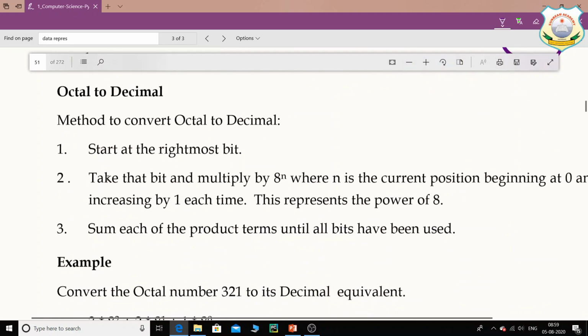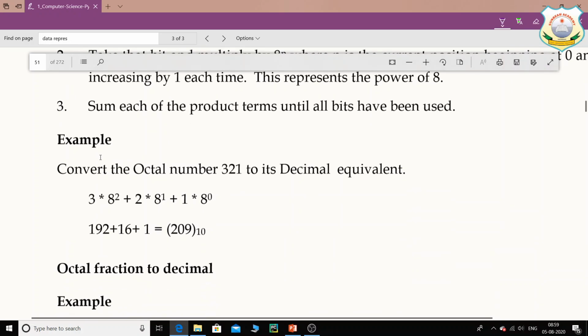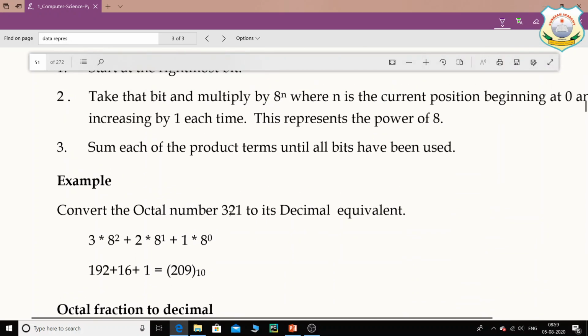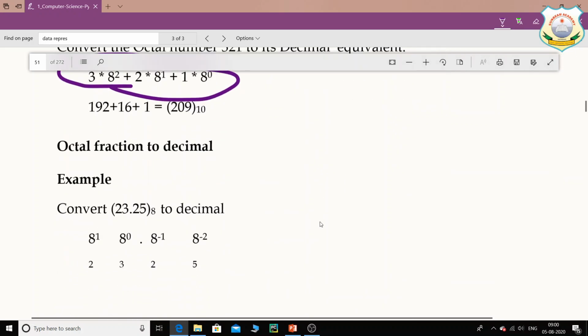Then octal to decimal, simple procedure, that is 321 to decimal, and already we have done this, children. Okay, then fractional, octal fractional.